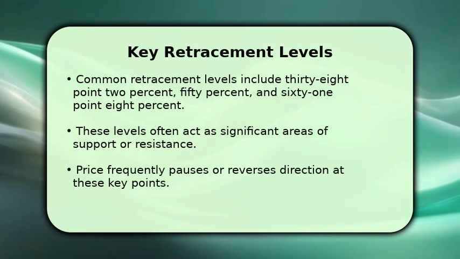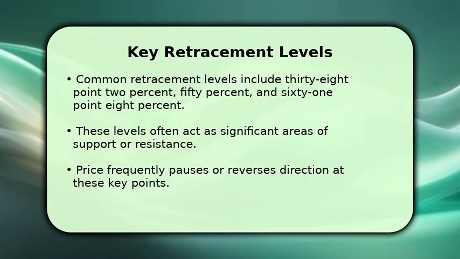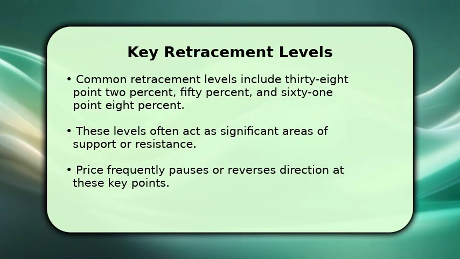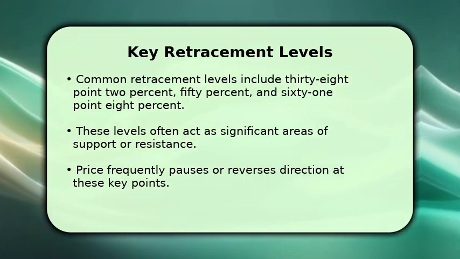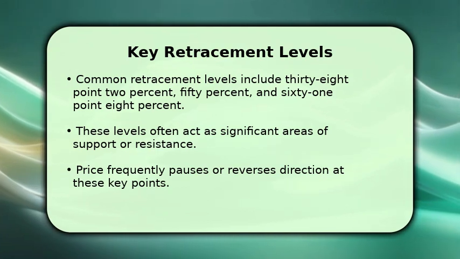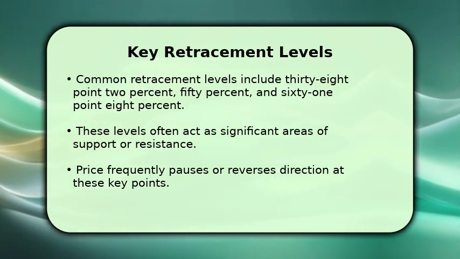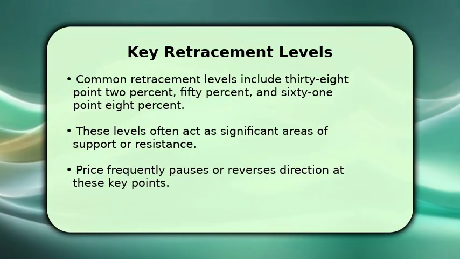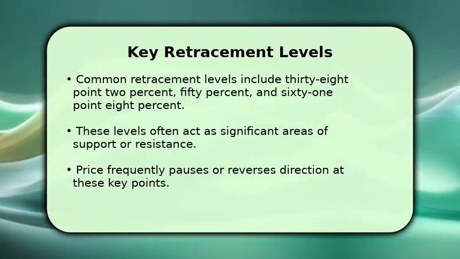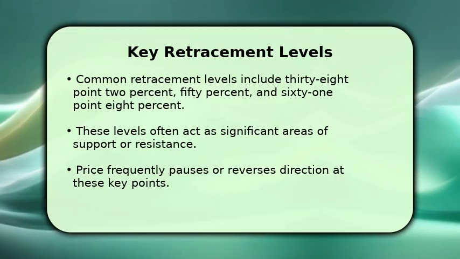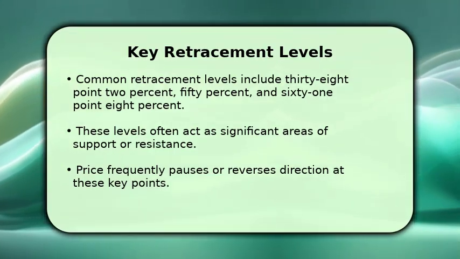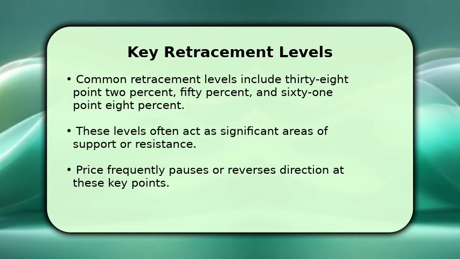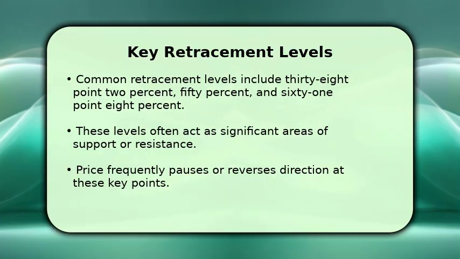Once drawn, the Fibonacci tool displays several horizontal lines representing key retracement levels. The most commonly watched levels are 38.2%, 50%, and 61.8%. These percentages indicate how much of the previous move the price has retraced. Traders often observe these levels for potential price reactions, as they frequently act as strong areas of support in an uptrend or resistance in a downtrend.